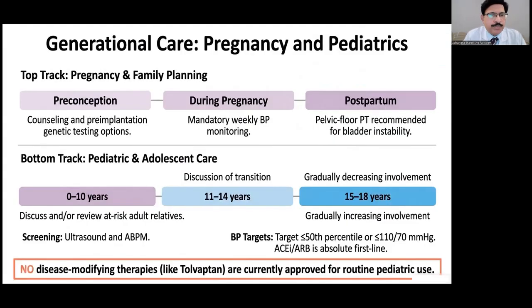Now, top track and bottom track. The top track is for preconception, during pregnancy, and postpartum. In preconception: counseling and preimplantation genetic testing. During pregnancy: mandatory weekly BP monitoring. Postpartum: pelvic floor physiotherapy is recommended for bladder stability. And the bottom track is pediatrics and adolescents: 0 to 10 years, 10 to 14 years, 15 to 18 years.